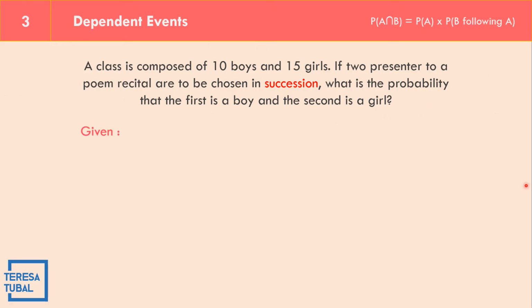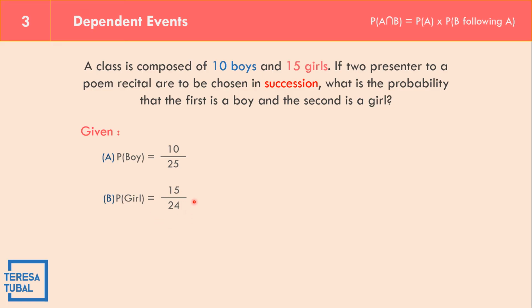So let us see the event A. For event A, we need to get the probability of the boy. So that is equal to 10 out of 25, because 10 plus 15, the total number of possible outcomes, is equal to 25. How about event B? That is the probability of the girl. The girls is equal to 15 out of 24.